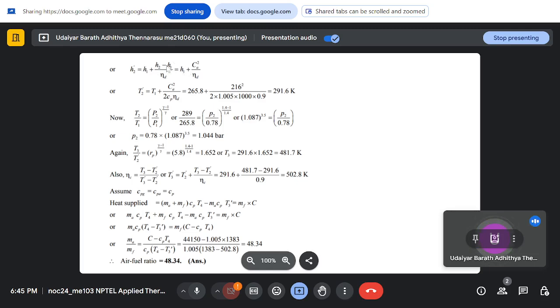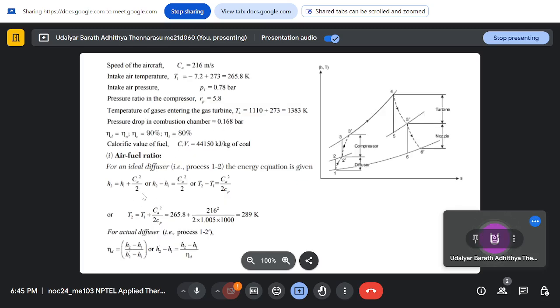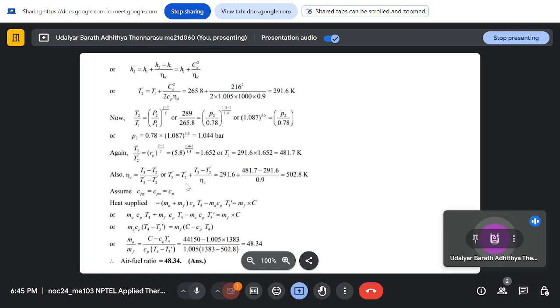If you see, the ideal enthalpy change is equal to the velocity square by 2. So H2 minus H1 is Ca square by 2. So here there is a 2 times the diffuser efficiency. So H1 plus Ca square divided by 2 into diffuser efficiency. The 2 is missing, so that should be a 2 here. Converting this into temperature, we have to divide it by Cp. So T2 dash will be T1 plus Ca square divided by 2 Cp into diffuser efficiency.